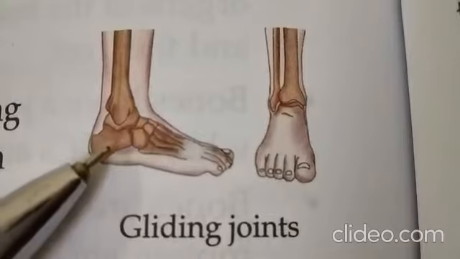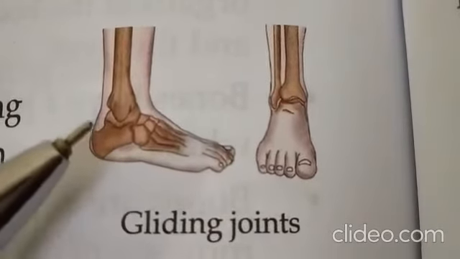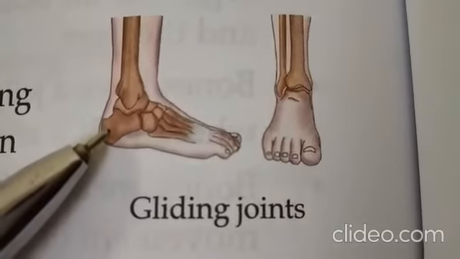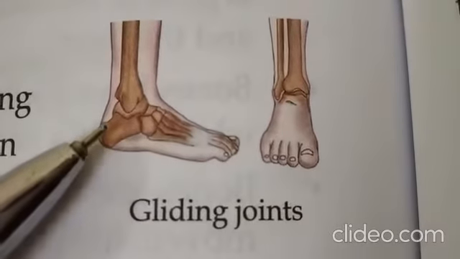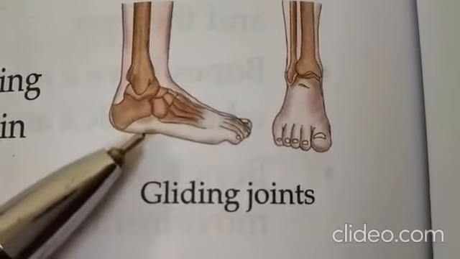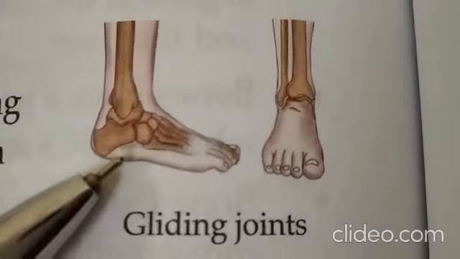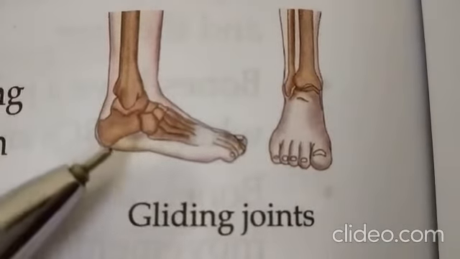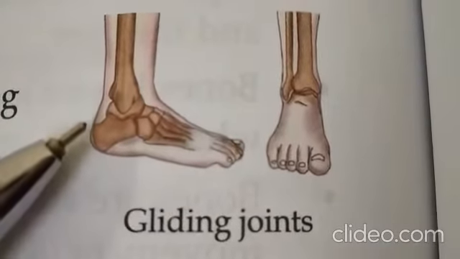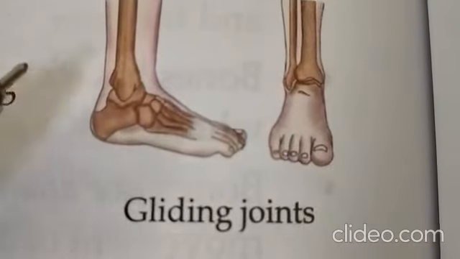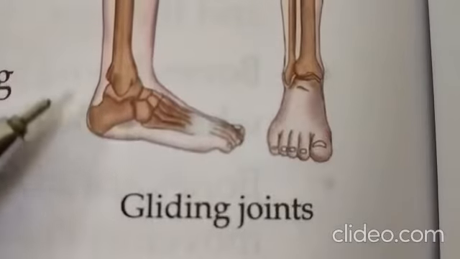So this gliding joint is present in your wrist and ankle, and it allows movement backward, forward, side to side, sliding movement of one bone over another. When you rotate your finger, you will hear a tuck, tuck sound. That is because the bones are sliding. They rub against each other when they are rotating.